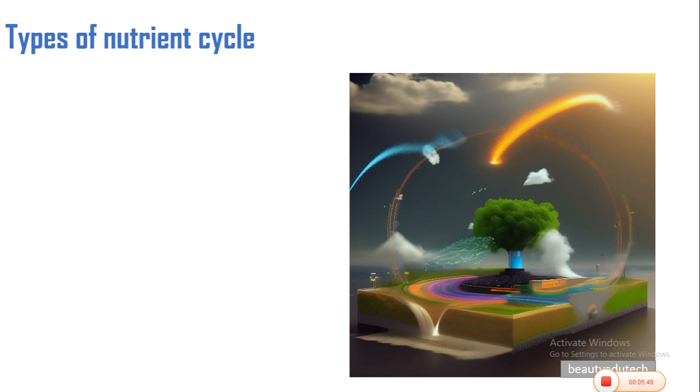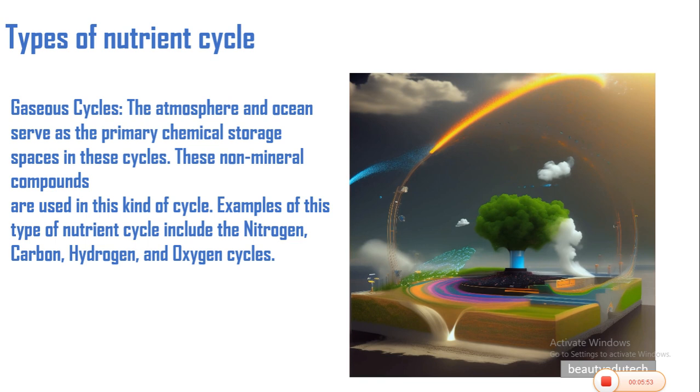Let's look at the types. The first type of nutrient cycle is the gaseous cycle. In the gaseous cycle, the atmosphere and the ocean act as the primary chemical storage spaces. These non-mineral compounds are used in this kind of cycle.